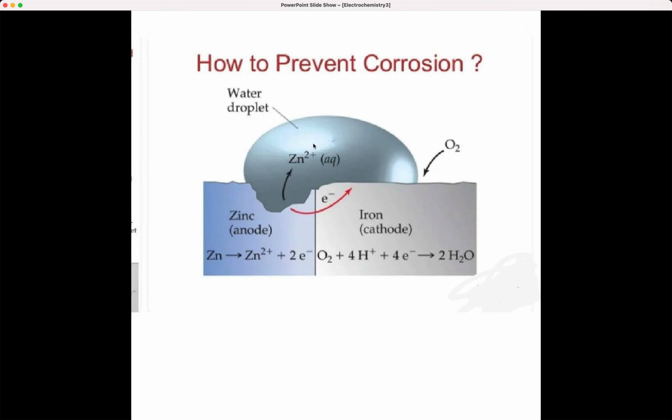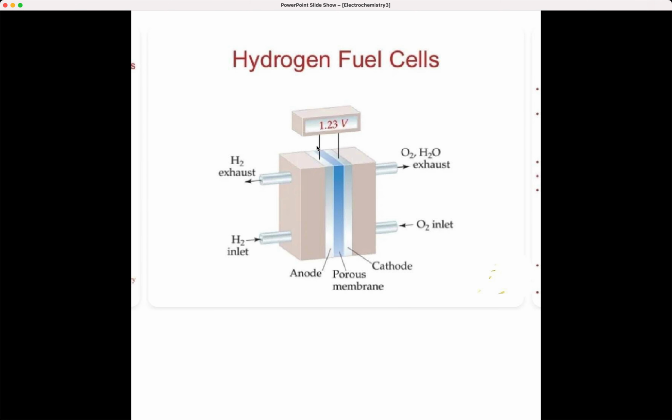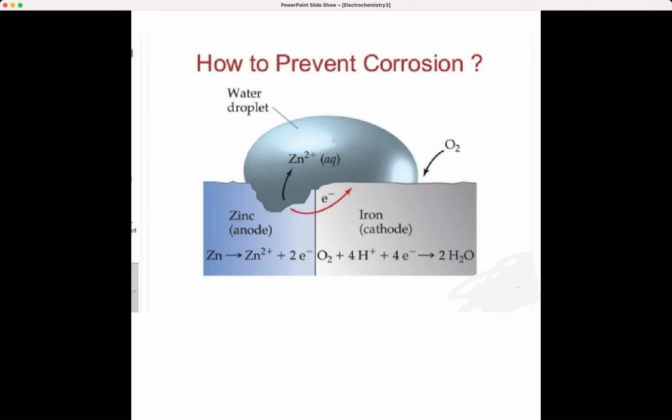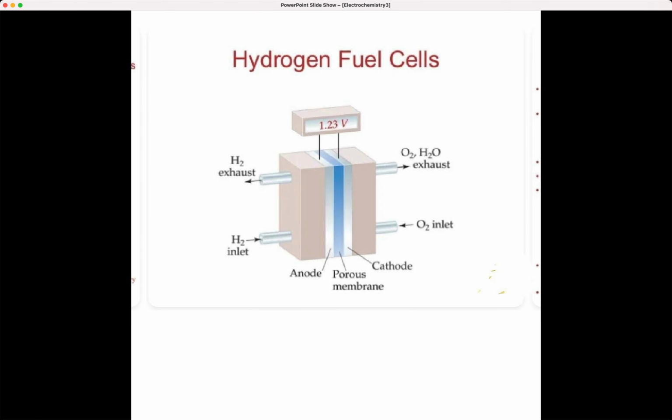Now, how can you prevent corrosion? See, whenever a water droplet comes into contact, here zinc is the anode and the reaction occurring here is Zn gives Zn2+ plus 2 electrons. Iron is acting as the cathode: O2 plus 4H+ plus 4 electrons gives 2H2O. So normally to prevent corrosion, we paint the surface, and electrolytic methods are there. Electroplating, these are a few methods to prevent corrosion when metals come in contact with oxygen of the air in the presence of moisture.